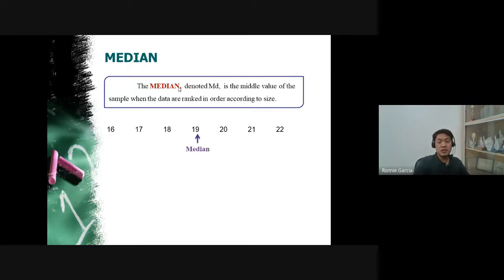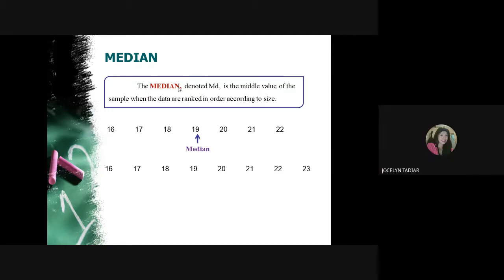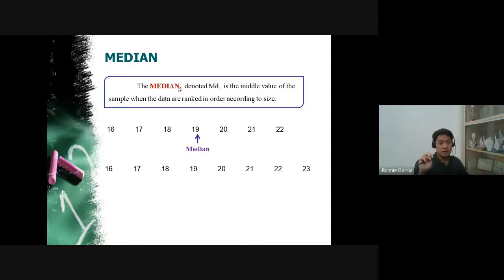That is very much easy because the number of observations is an odd number. As you can see, ilan sila? 1, 2, 3, 4, 5, 6, 7. 7 sila, di ba? So 7 is an odd number. So kung odd number, meron talaga siyang middlemost value. Pero how about kung even ang number of observations? Say for example, dagdagan natin ang isa, naging 8 na siya. So what will be the middlemost value? 19 or 20. So Jocelyn, you have two answers, 19 and 20. Pero we need to give one median. So what will you do?